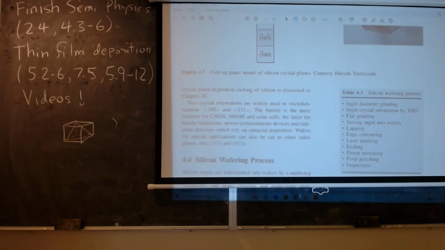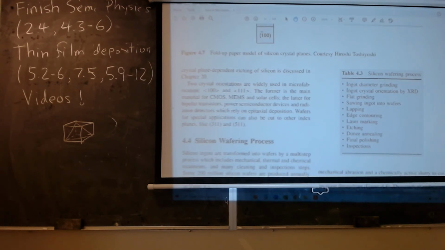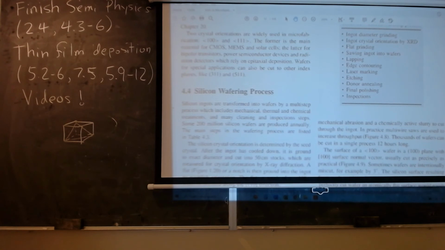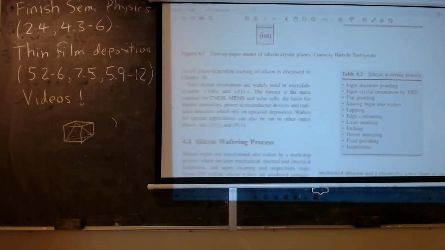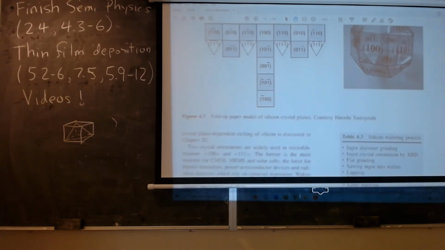That table there to the right, we discussed that. You fabricate an ingot, which is basically a cylinder of the crystal, and then you use sawing. So that's the wafering process. But in terms of section 4.3, understand especially what he says here: the two crystal orientations mostly used in fabrication are 1, 0, 0 and 1, 1, 1. And you now know the meaning when those are said.